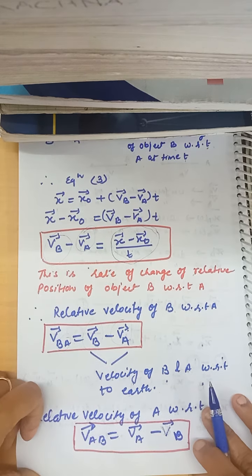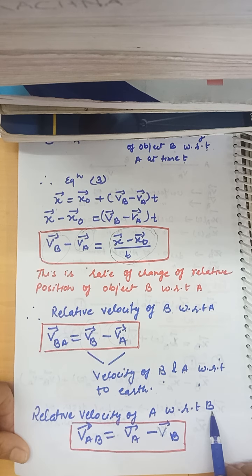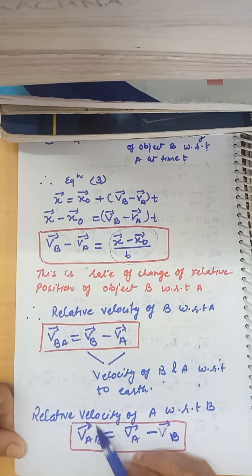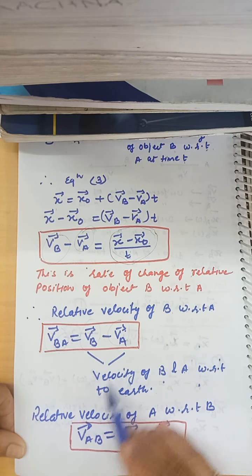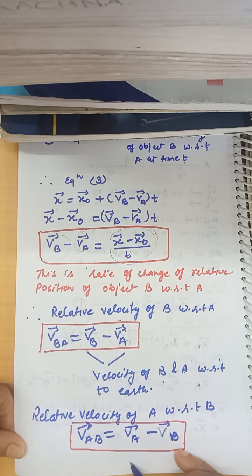Now, if we are going to take the relative velocity of A with respect to B, you will write the same expression in this form, VAB. Now this is written as VA vector minus VB vector. So this is the expression of the relative velocity for the two objects when they are in motion.